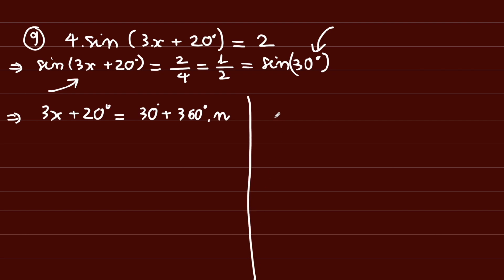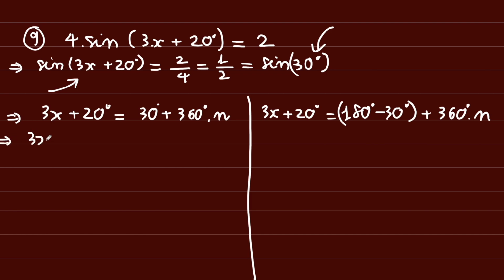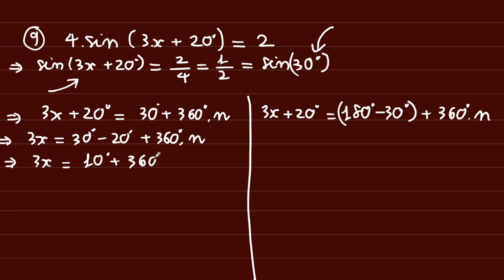And the second general solution, you got 3x plus 20 equal to 30 degree. Oh, sorry, this is not 30 degree. I need the supplementary relationship, 180 minus 30 degree plus 360 degree multiply n. Okay, so using transposing method, 30 degree minus 20 in this case plus 360 degree multiply n. For here, 3x equal to 10 degree plus 360 degree multiply n. Divide by 3, of course.